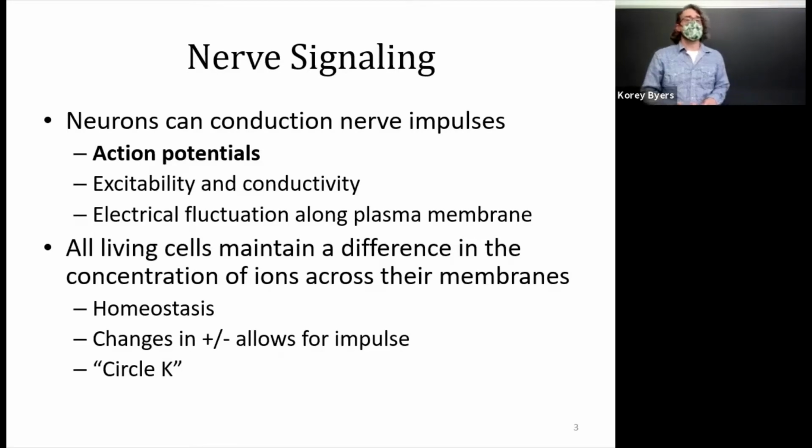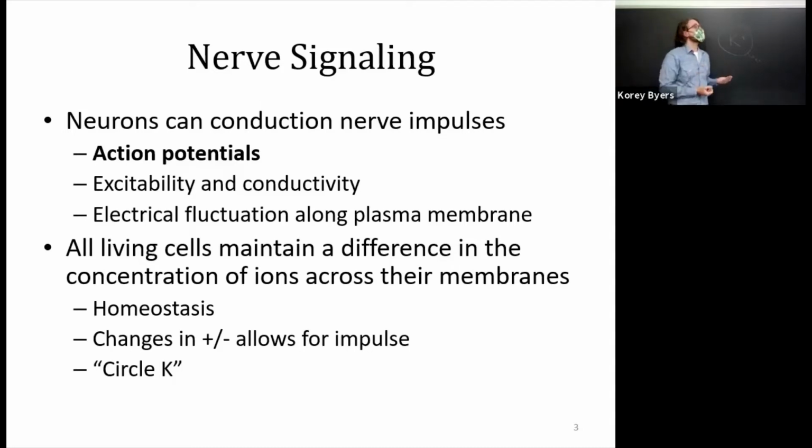Now, all living cells have to maintain a certain amount of ions on the inside. For our cells, you can memorize Circle K, like the Circle K ranch, because we have to maintain potassium on the inside. Now, the first thing we have to keep in our minds is potassium is always a little bit leaky. There are some leaky potassium channels, and it leaks out a little bit. And so because of that, there is always a negative charge on the inside of the cell.